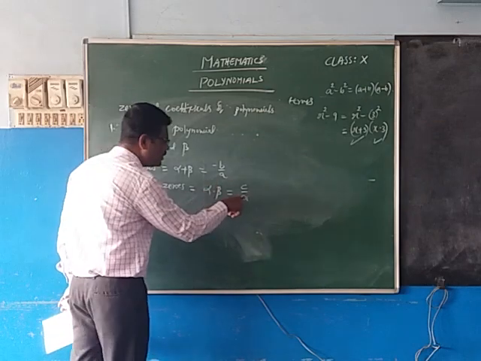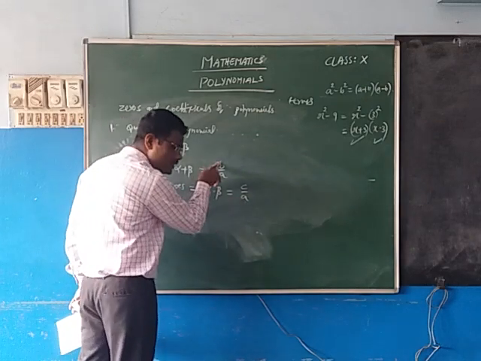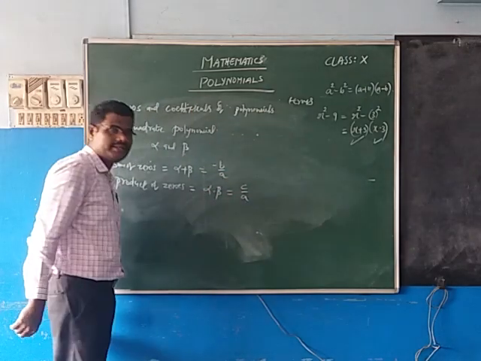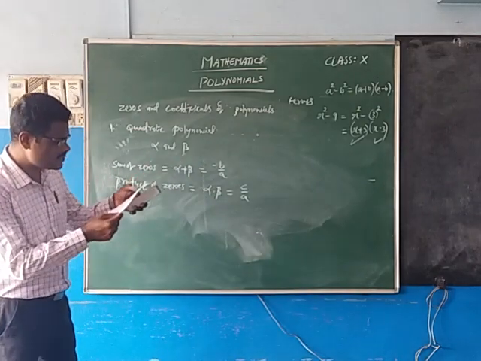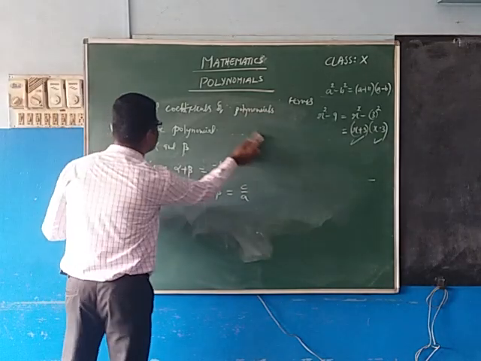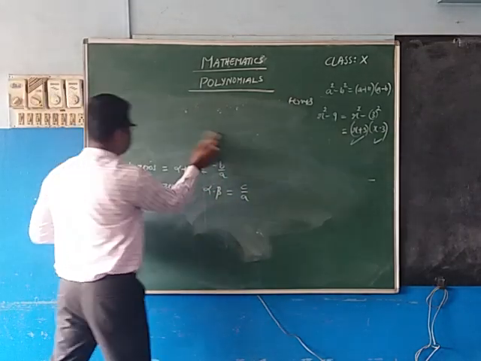What is the meaning of a? Coefficient. What is the meaning of b? Coefficient. What is the meaning of c? It is a constant. Understood? Now one question is given. With that, let's conclude the chapter, this class.